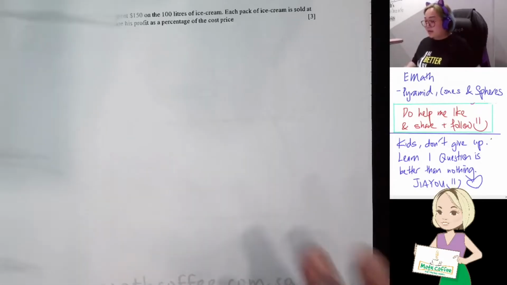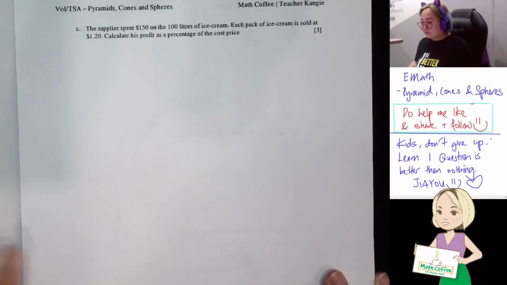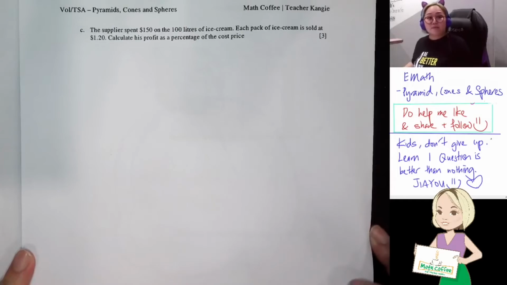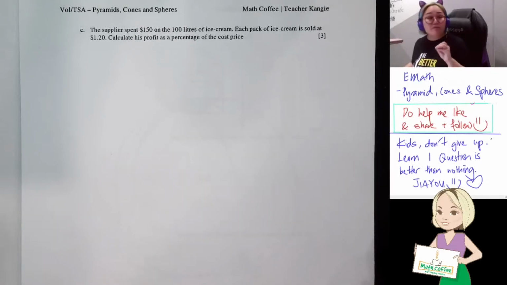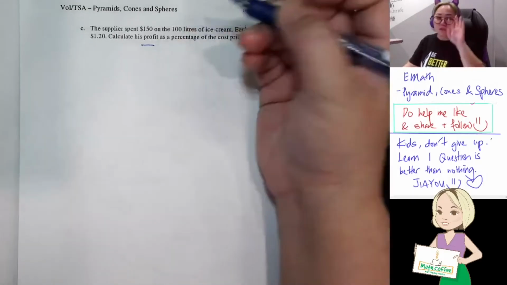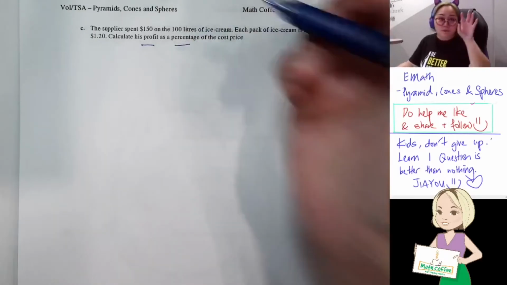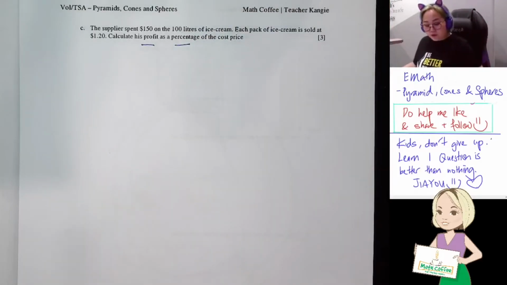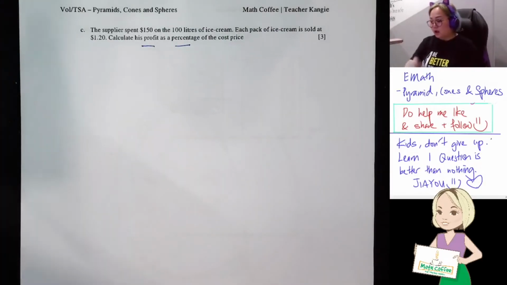Okay, we're not done yet because they want part C. They say the supplier spent $150 on the 100 liters of ice cream. Each pack of ice cream is sold at $1.20. So they ask you to calculate his profit as a percentage. So first, they want profit, and secondly, they want percentage. They don't want the amount. So let's see how we're going to do this question.